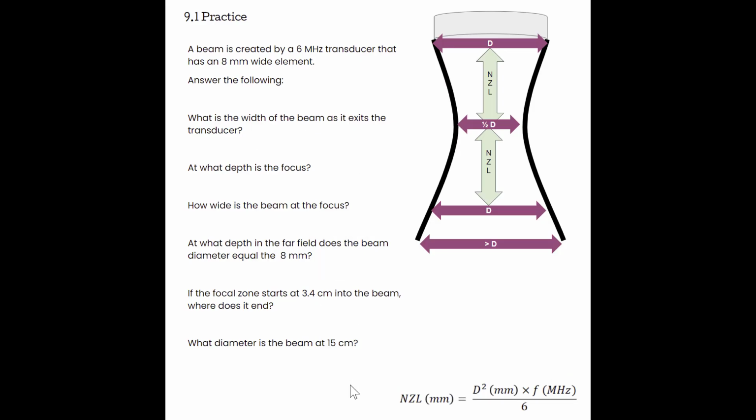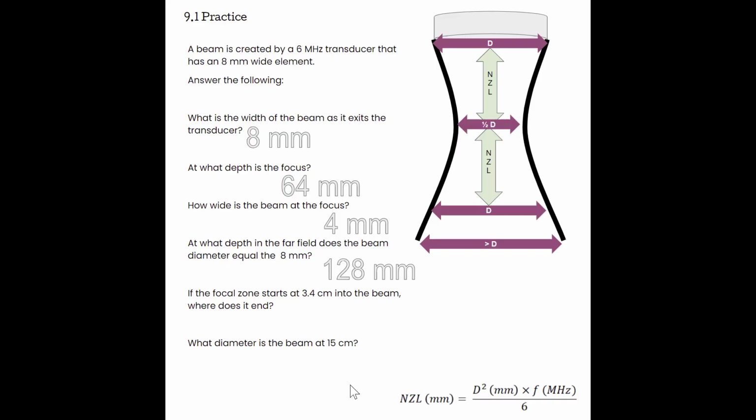I'll go ahead and show you the answers then for our second one. All the same questions, just different numbers, and really the only different number is that we dropped to a 6 megahertz transducer. So same idea, we've got the 8 millimeter diameter. Plugging our numbers into our formula this time though, we get a 64 millimeter near zone length, or a depth of 64 millimeters or 6.4 centimeters of the focus. The beam width is still 4 millimeters at this point. The depth at which we get back to the 8 millimeters is 2 near zone lengths. So that's 64 multiplied by 2, which gives us 128 millimeters or 12.8 centimeters.